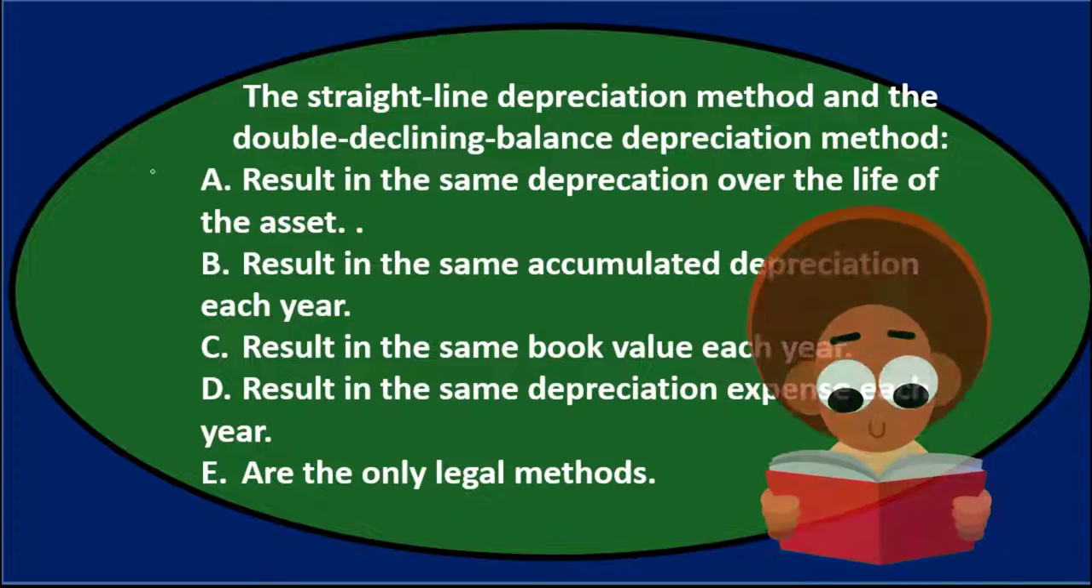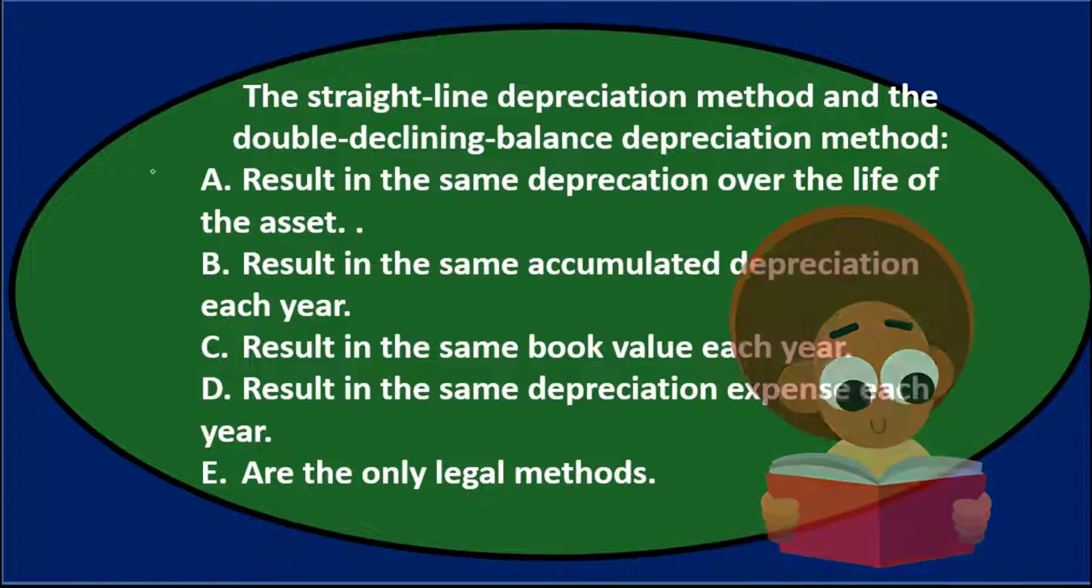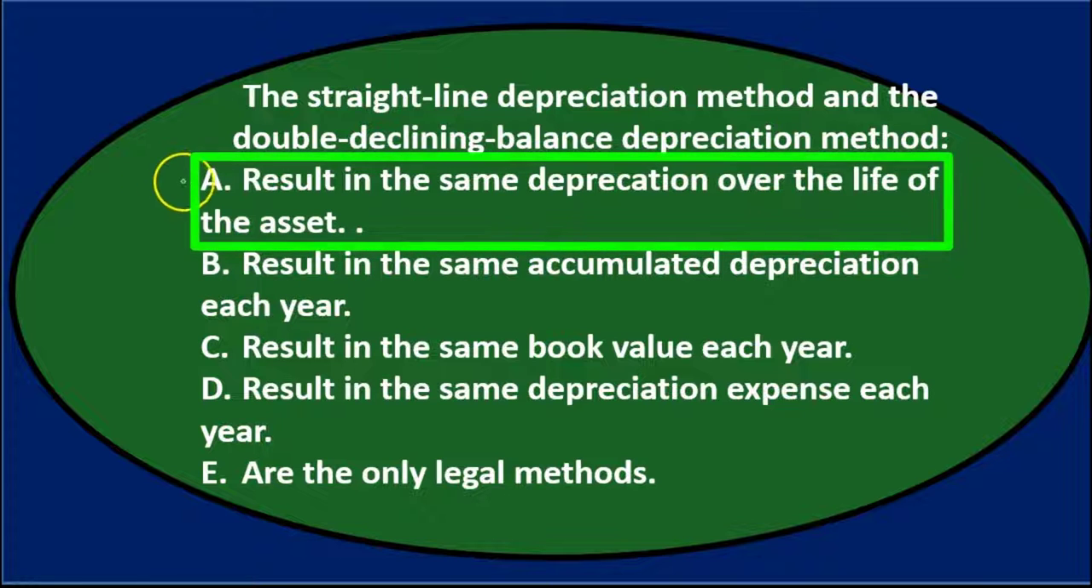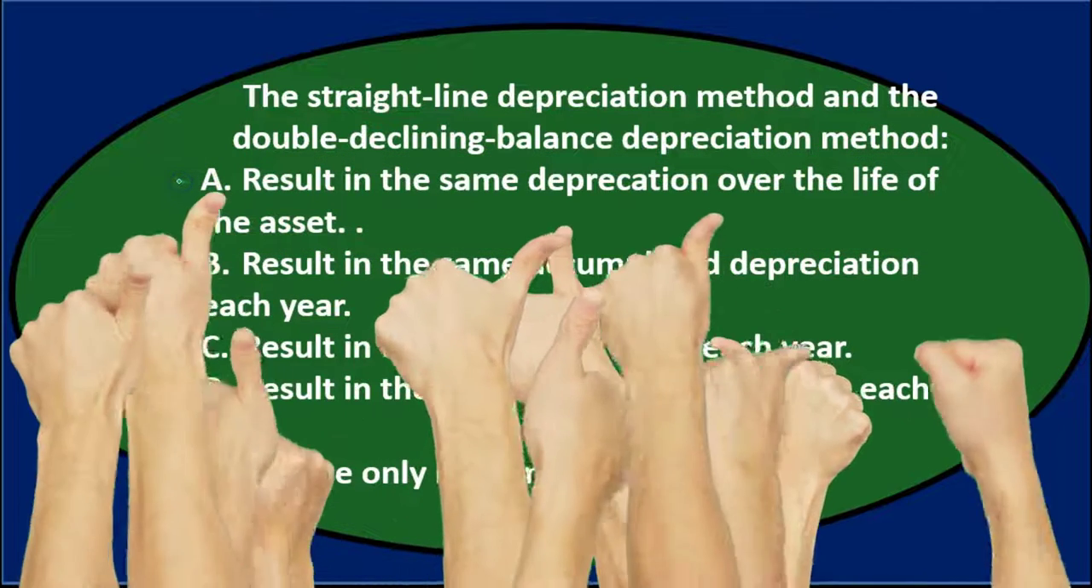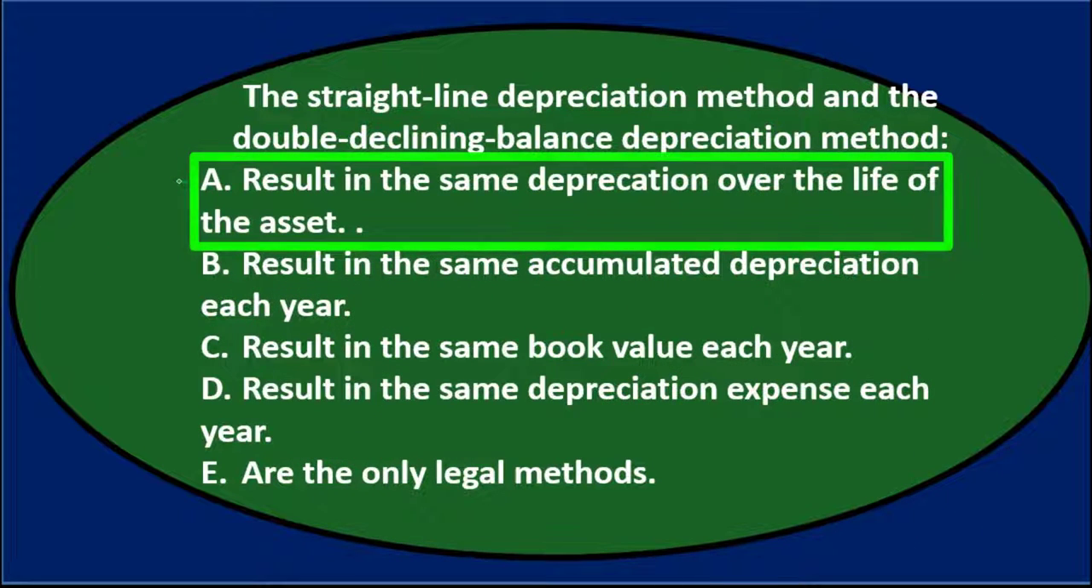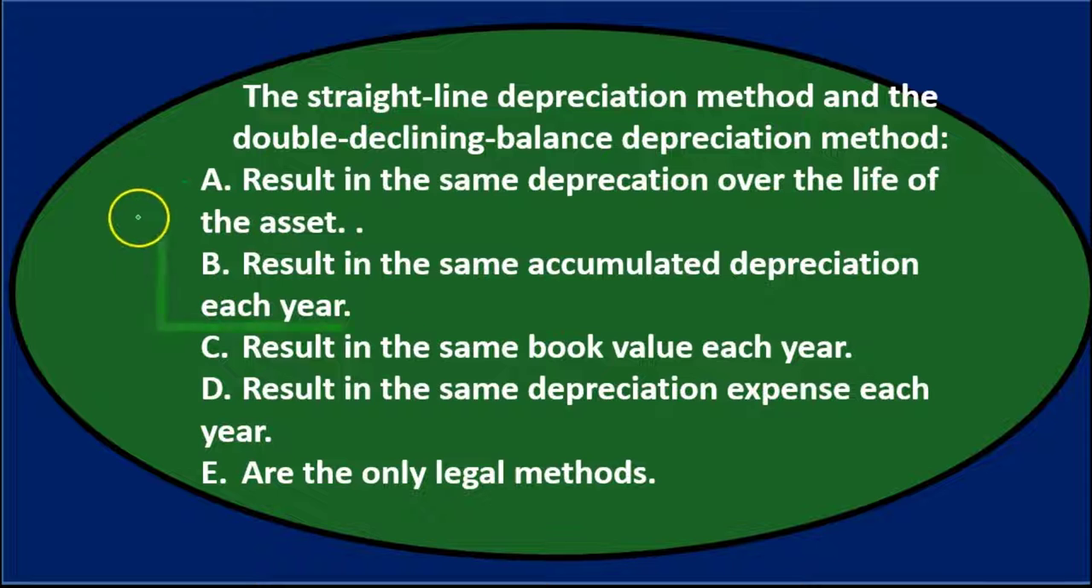Let's go through this again using the process of elimination. The straight line depreciation method and the double declining balance depreciation method, A, result in the same depreciation over the life of the asset. Now, that sounds pretty good, actually, because both methods at the end of the useful life should result in the same amount. So let's see what else we have.